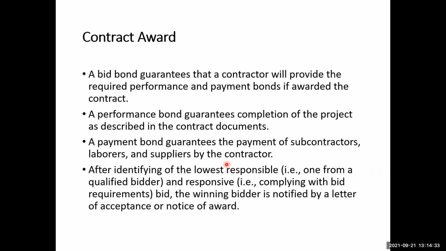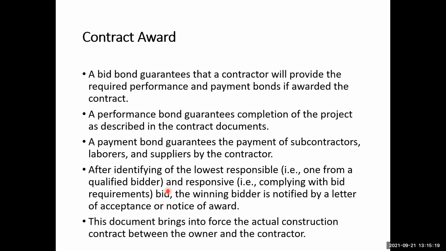After identifying the lowest responsible bidder, that is one from a qualified bidder, and responsive, that is complying with the bid requirements, the winning bidder is notified by a letter of acceptance or a notice of the award. So after doing all these procedures, that is the pre-qualification, determining the bidding price, and determining that the contractor has the required bonds, then the client is free to announce the winning bidder. That announcement can be provided by the letter of acceptance or the notice of the award to the contractor.